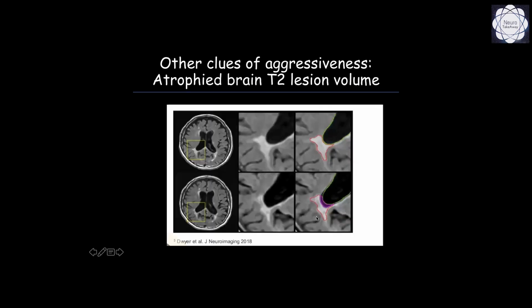Other lesions that we are now aware of are the atrophied T2 lesions, because as you know, there are some T2 lesions that tend to shrink over time, and this shrinkage is associated with dilation of the ventricles and the subarachnoid spaces. They are associated with atrophy, so the reduction of hyperintensity doesn't always mean a good thing.